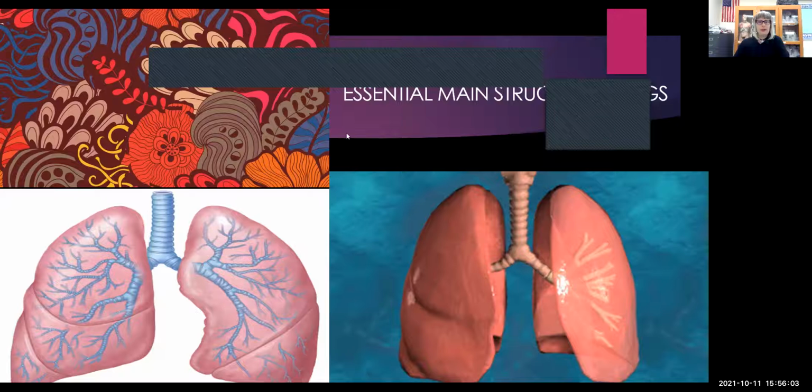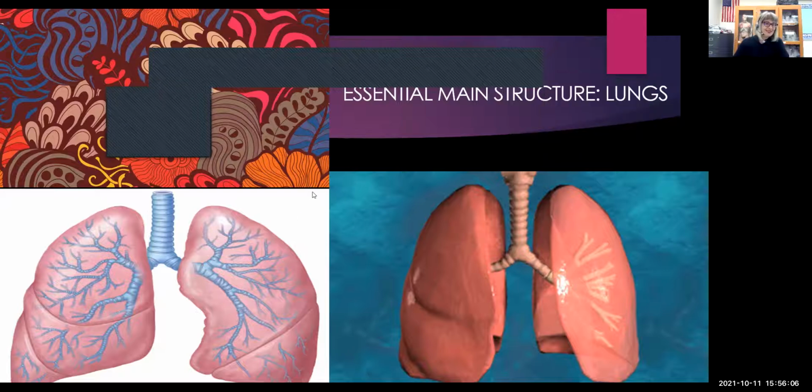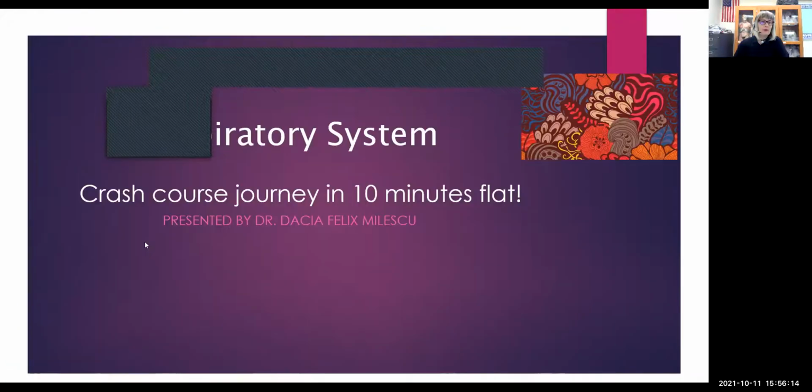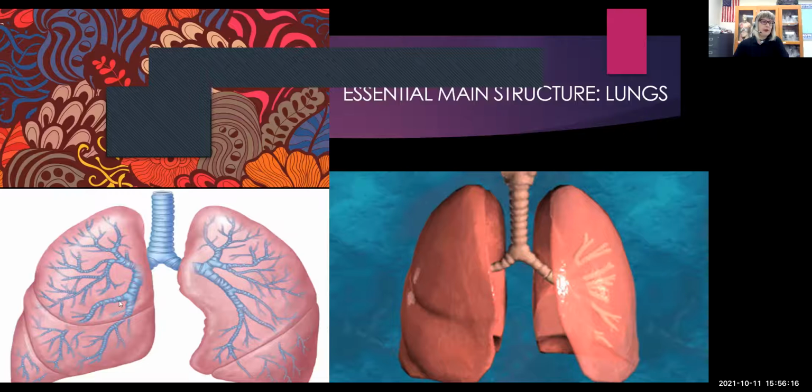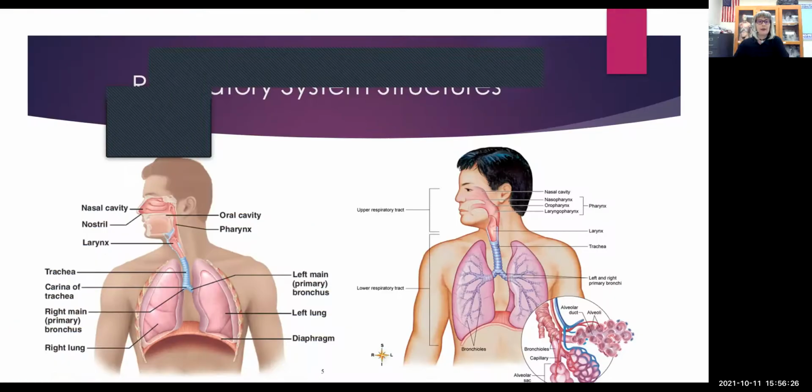The first thing that we see here is basically the lungs. These are our main players in the respiratory system. I wanted to point out that you have three lobes on the right side and only two lobes on the left side. This is a three-dimensional view of your lobes, left versus right lung.